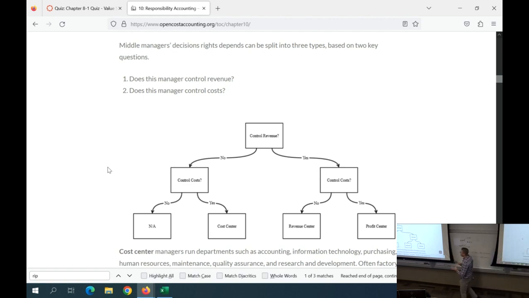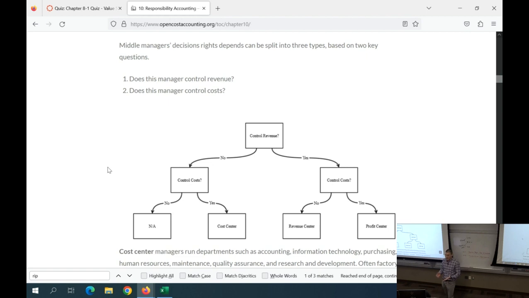So the idea is if you are a manager over a department that primarily produces costs for the firm, you're a cost center. You're a cost center manager. You have cost center decision rights. So an accounting department, a legal department, IT, maintenance department, these are good examples of service departments that are cost centers. Service departments and cost centers are in some ways synonymous. They overlap a lot. So when we're talking about service departments, we're talking a lot about cost centers.